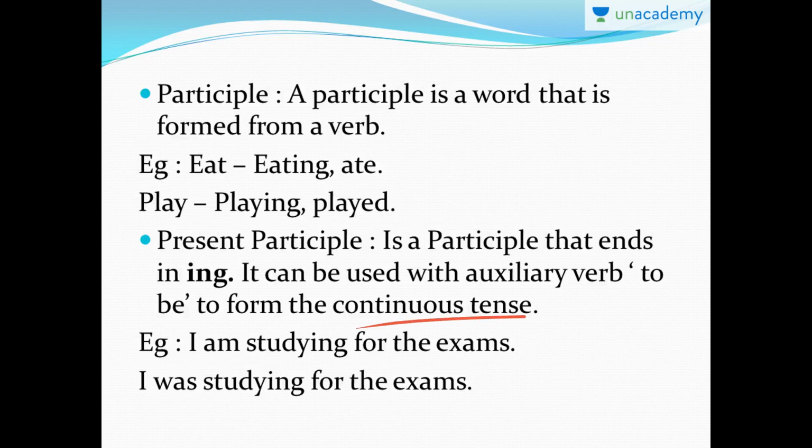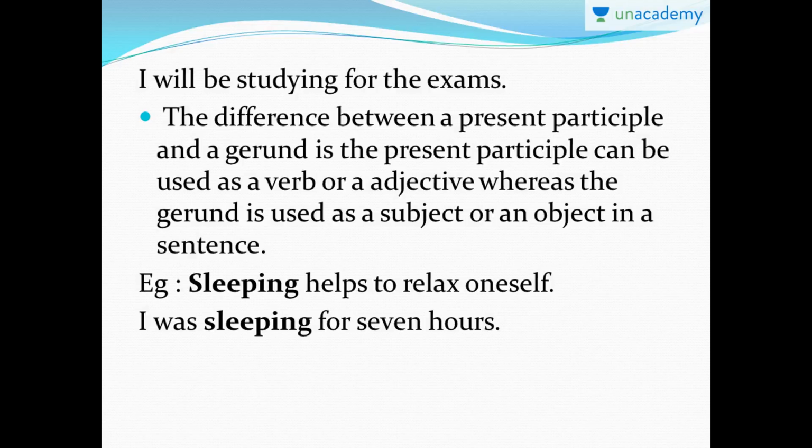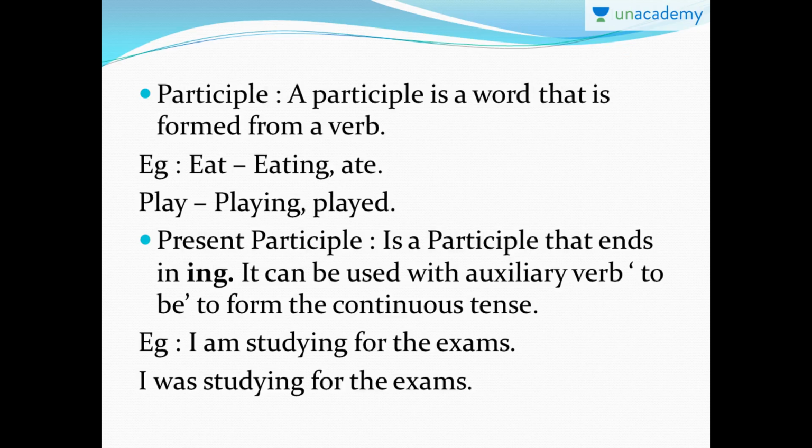Okay. So for example, continuous tenses are formed with subject, to be in the present form, plus the verb in the ing form if it is present continuous; to be in the past tense plus the verb in ing if it is past continuous. So the sentence, I am studying for the exams, is in the present continuous form. I was studying for the exams is in the past continuous form, and I will be studying for the exam is in the future continuous form. So you can use the present participles in the continuous forms as well.